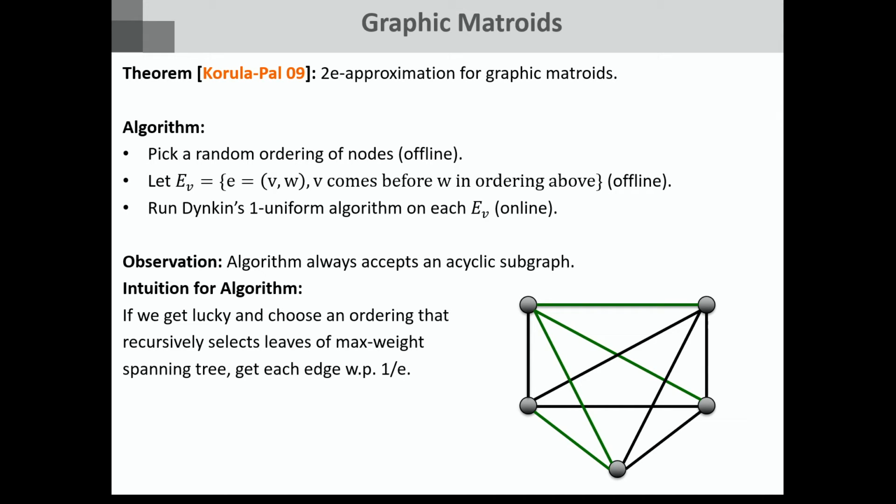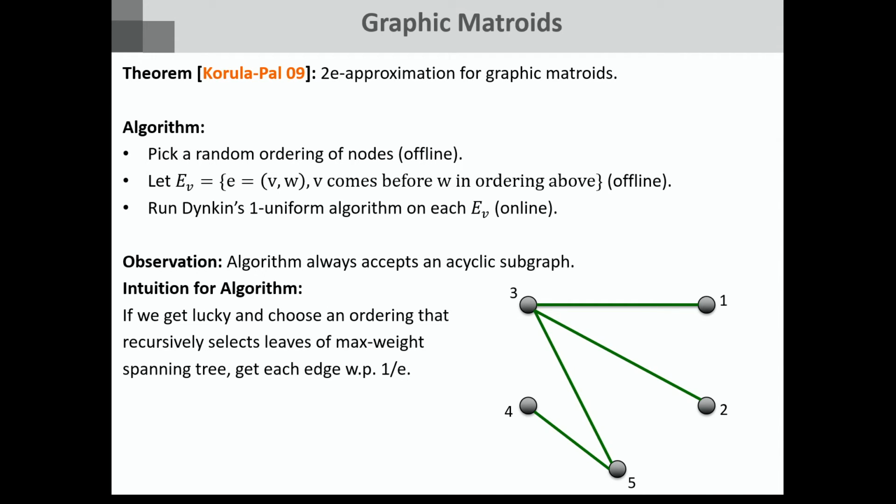Okay, so let's get some intuition for the algorithm first before proving that it works. If we happen to get lucky and we choose an ordering that recursively selects leaves of the max weight spanning tree, then I claim we would get every edge of the max weight spanning tree with probability 1 over E. In this example, let's say that the green edges are the max weight spanning tree, and we happen to choose the following ordering.